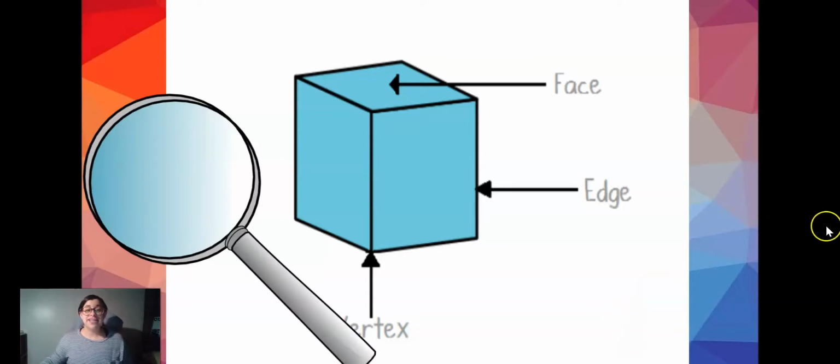All right, get your spy glasses on, your detective hat on, because you're going to look around your classroom or look around the room that you're in and see if you can find any cubes where you are. Your teacher's going to pause the video.